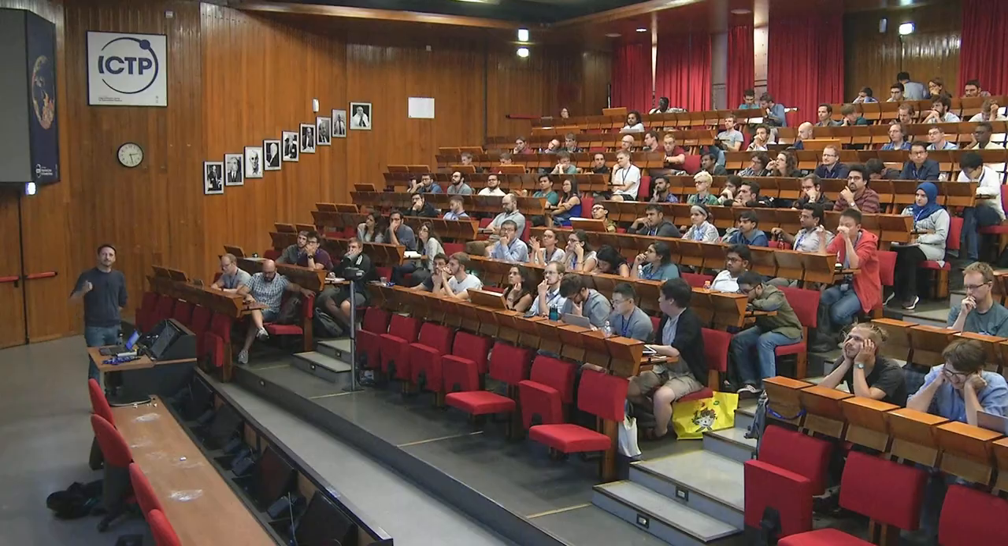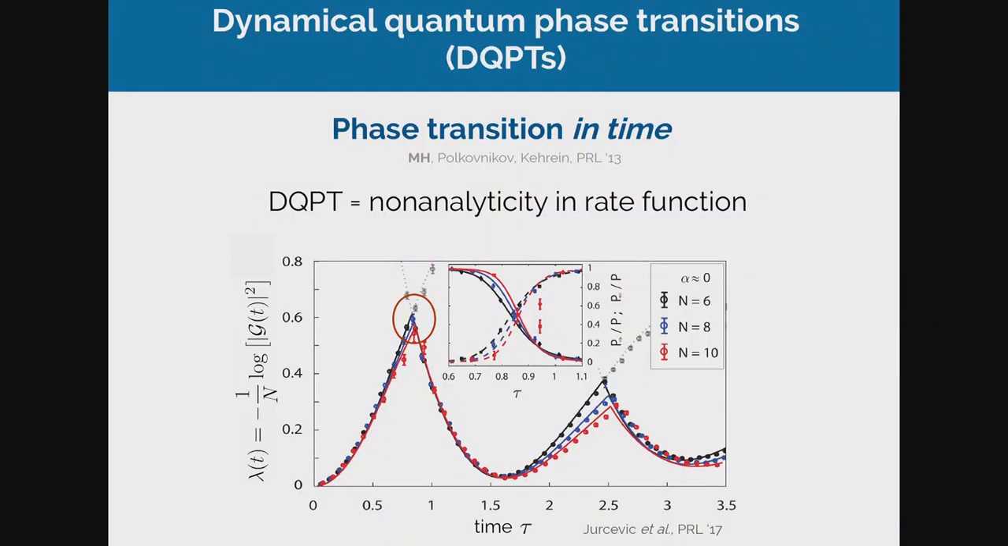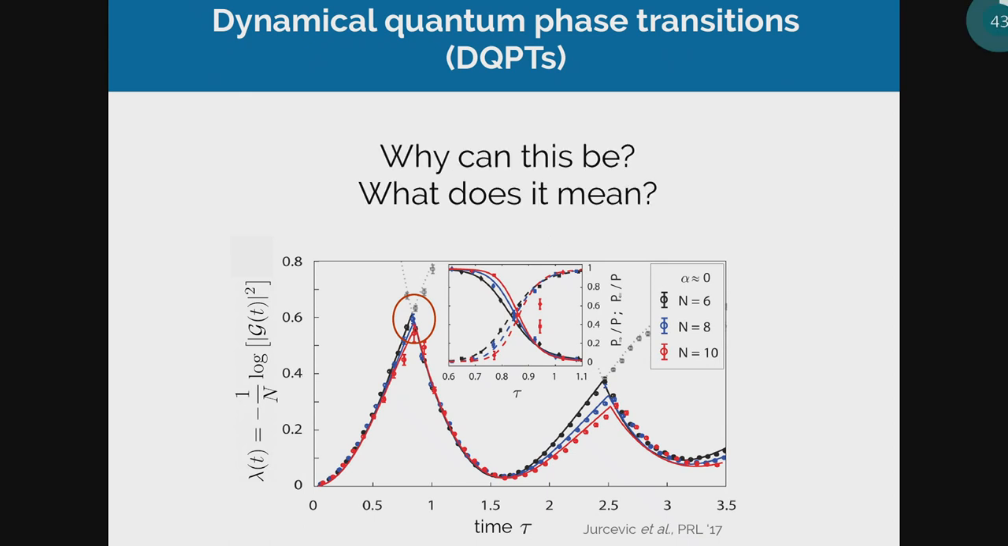Okay, so now, that's the definition, this non-analytic behavior in this rate function. And for the remaining time of the lecture, I want mainly to address two different questions here. The first one is, why can this be? Why can this function be non-analytic as a function of time? How is this at all possible? And the second one, which is the more non-trivial one, is what does it mean to have a non-analytic behavior in this quantity as a function of time?